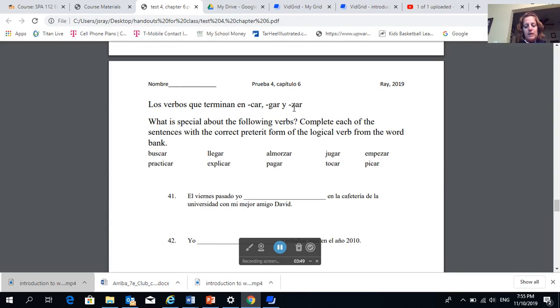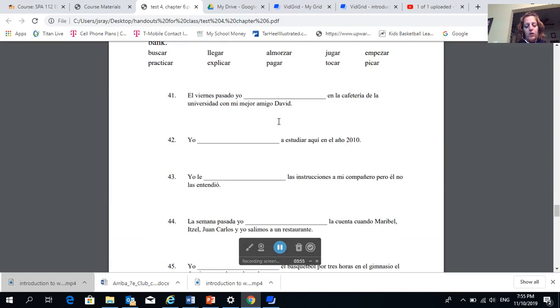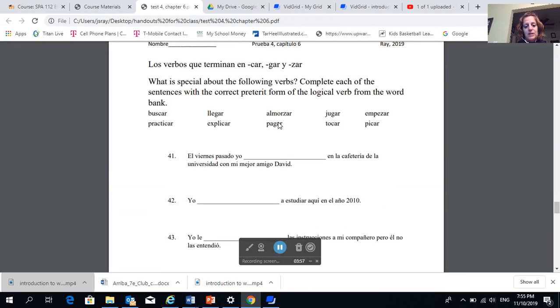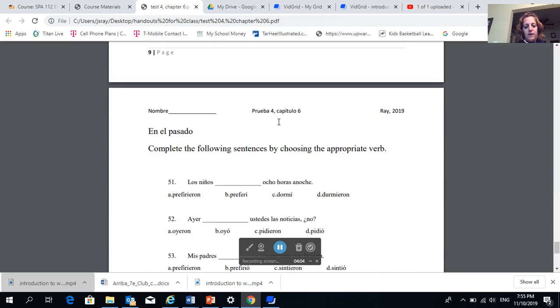These are verbs that end in CAR, GAR, and ZAR. They are all in the yo form where their irregularity occurs. So just pick the verb that would best complete the sentence and then conjugate it correctly, making sure you make that spelling change that we discussed in class.